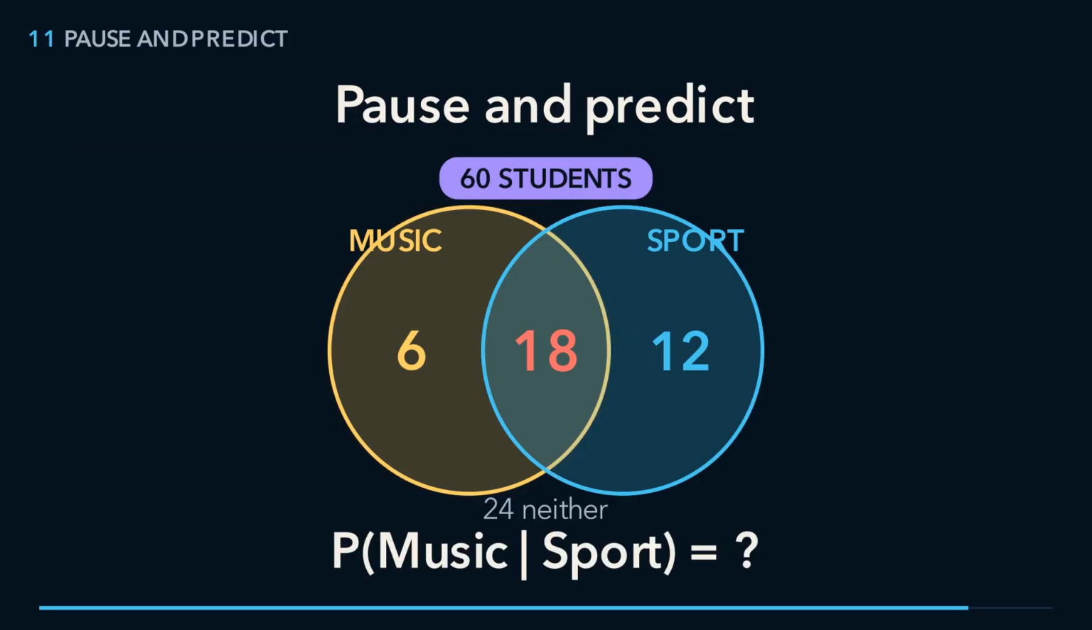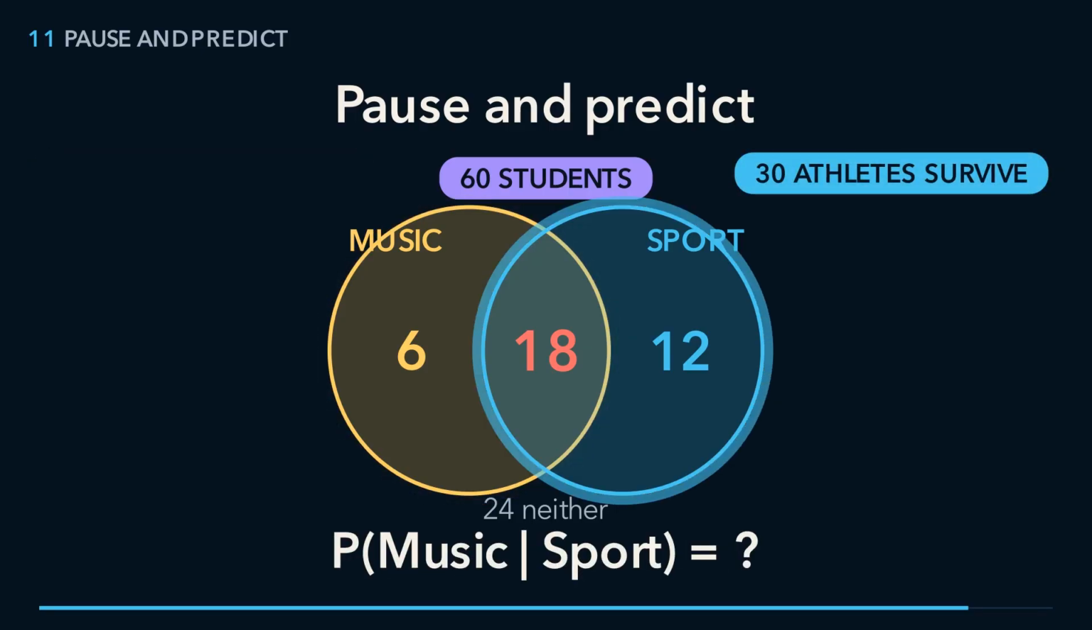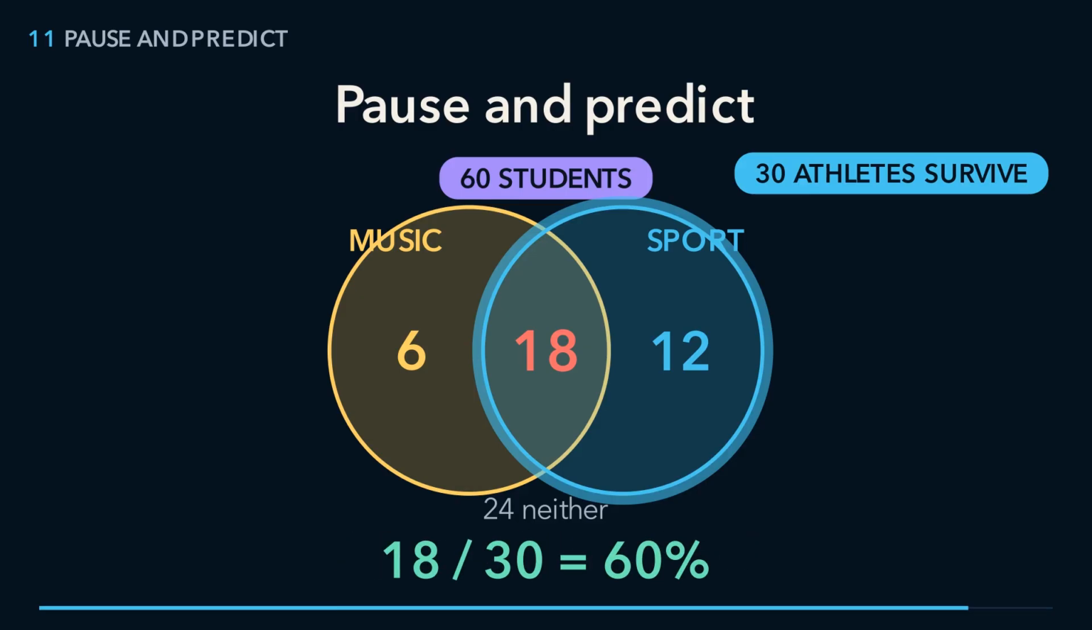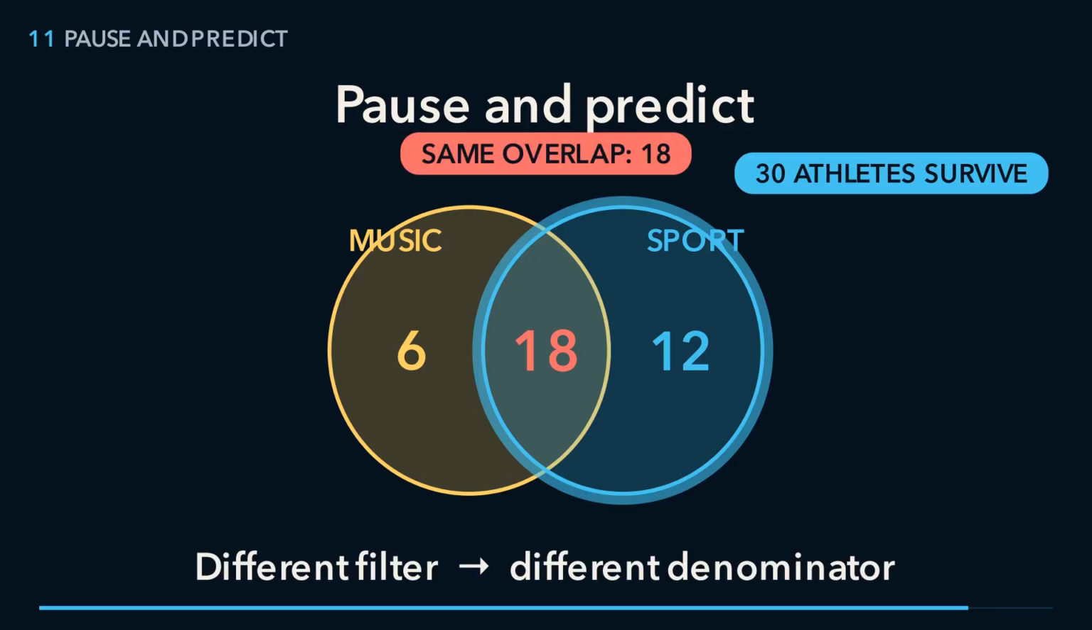Now reverse the words. Music, given sport. The overlap is still 18, but the filter now keeps 30 athletes. The answer becomes 18 over 30, or 60%. Same overlap, different filtered world, different denominator. If you got both, you are already thinking conditionally. If not, draw 2 circles, cover everything outside the condition, and try again. The picture will tell you which total belongs underneath the fraction.